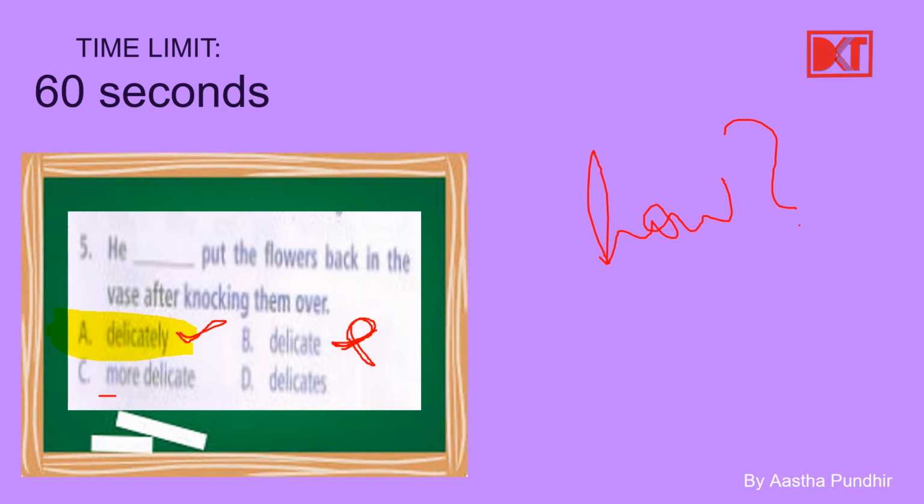Then C, more delicate. More delicate is the comparative adjective. Then we have delicates. Delicates is an incorrect word altogether. Delicate cannot really be a verb because it does not signify any action happening. Delicate is an adjective which means something that is soft and gentle. Alright, and here when we say he delicately put the flowers back, we are saying that he gently and with a lot of caution put the flowers back. Alright.